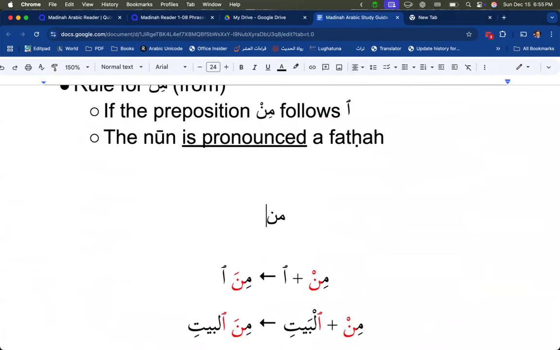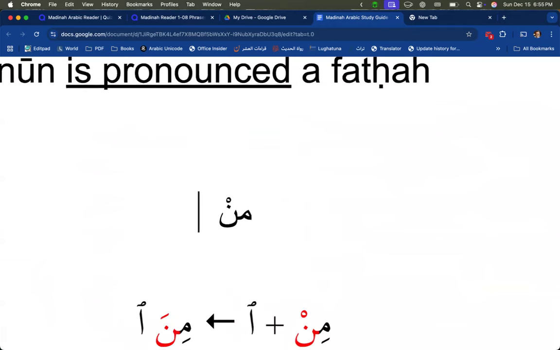Okay. So didn't I tell you min ends in a sukun? Right? Min ends with the sukun. Hamzatul wasl, remember? Hamzatul wasl doesn't mean anything, it drops away. So I'm just going to get rid of it for now, just for explanation. So I want to say min and al-bayt, okay? Just for explanation.